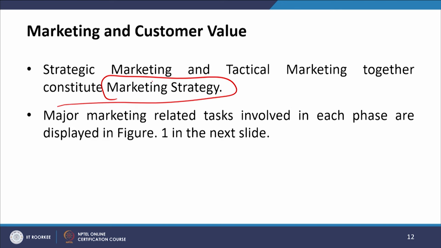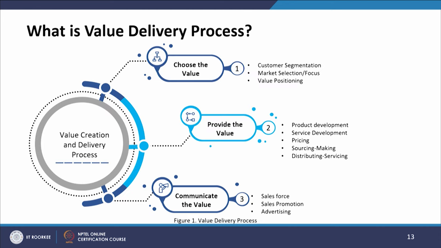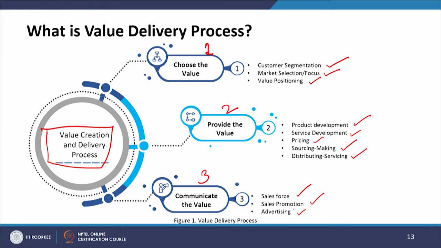So, major marketing related tasks involved in each phase are displayed in figure 1 on the next slide. So, this is the value delivery process. The first is choose the value, the second is provide the value, and the third is communicate the value, and this is the value creation and delivery process. So, here we talk of customer segmentation, market selection and focus, and value positioning. Then we talk of product development, service development, pricing, sourcing, making, and distributing services. And the third is the sales force, sales promotion, and advertising, and this is the value delivery process.